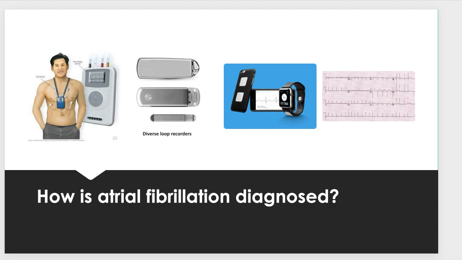Again, atrial fibrillation is diagnosed by catching this on event monitors, Holter monitors, telemetry monitors, or EKGs. The new Apple Watch does have a component where you can place your finger on the side of the watch, and it will give you a one-lead EKG tracing. We have actually caught many patients using this method and diagnosed their atrial fibrillation.